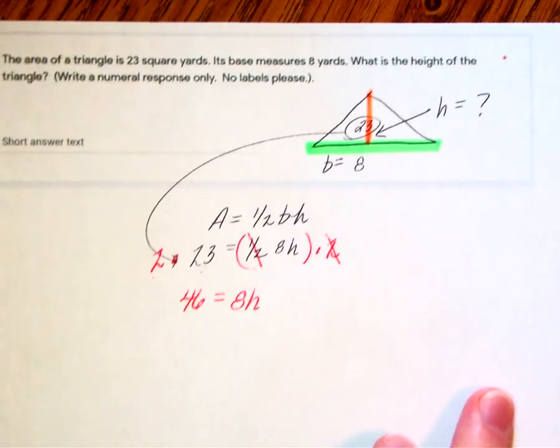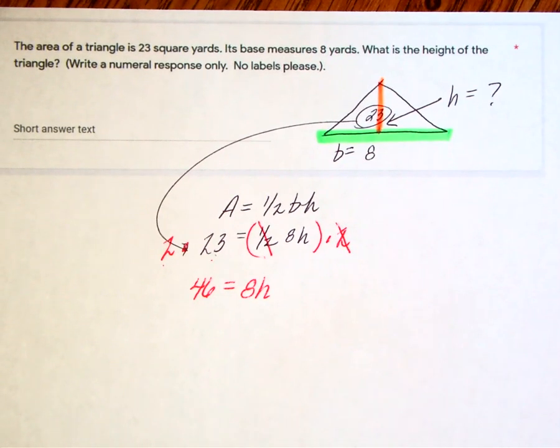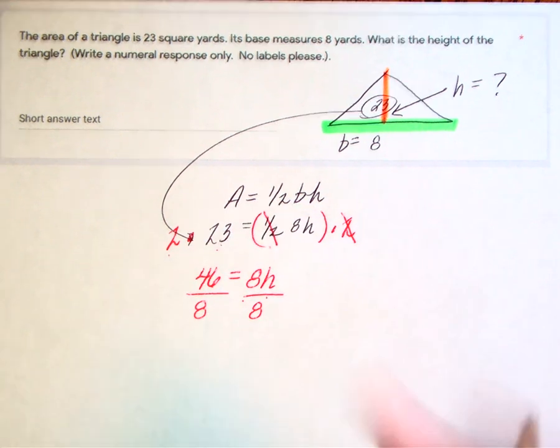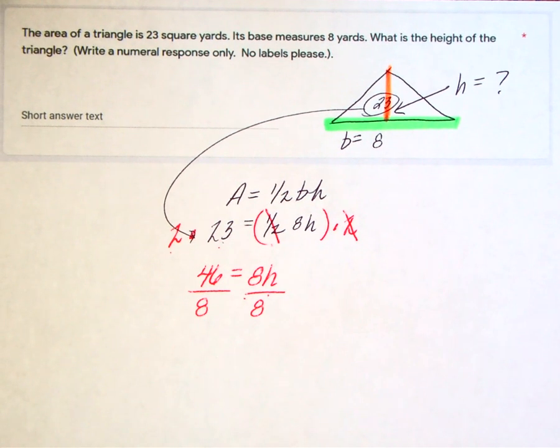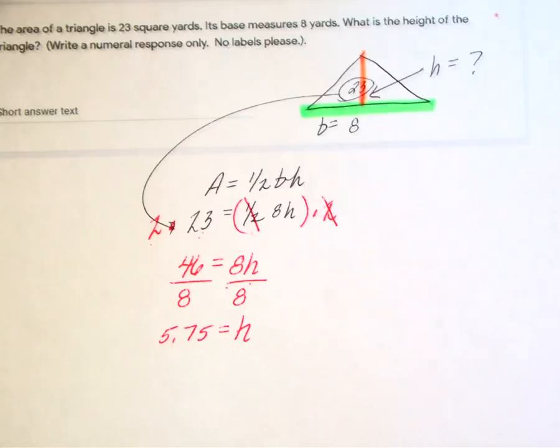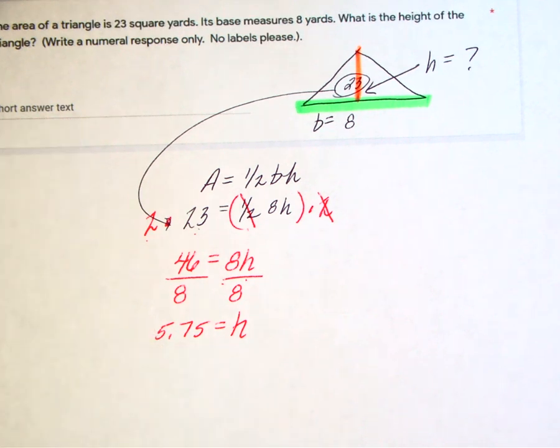Now we are a very simple one-step equation. And you can solve these. You've done these. 8 and h are being multiplied, so to separate them we have to divide. So 46 divided by 8 in my calculator says 5.75 equals the height. 5.75 is allegedly the height. And it is correct. Now, when you get to this problem, you're not going to want to put the yards in the answer. You're just going to put the numbers in the answer.